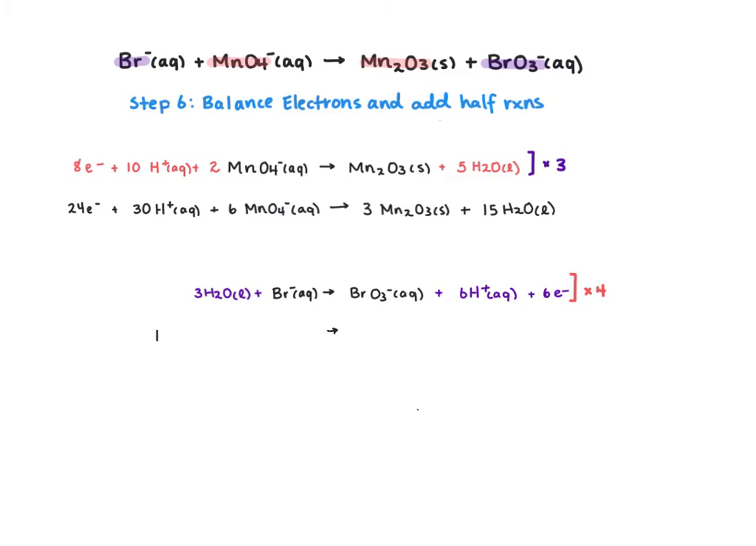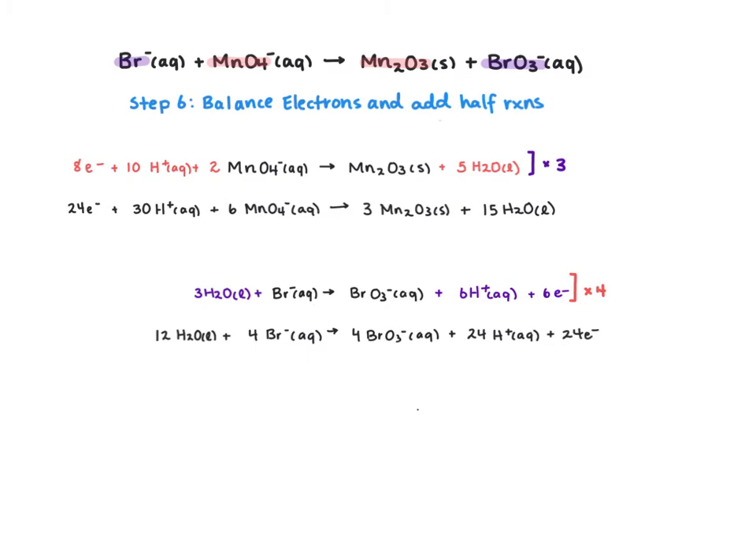So we're going to have 12 water molecules and 4 bromide ions as our reactants, 4 bromate ions, and 24 hydrogens and 24 electrons as our products. And again, we can check that this is still balanced. We have a total of 24 hydrogens, 12 oxygens, 4 bromines, and an overall charge on both sides of -4.